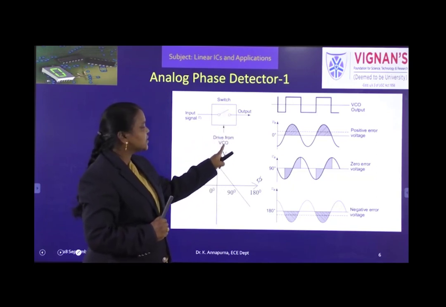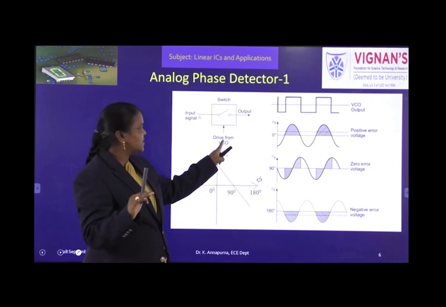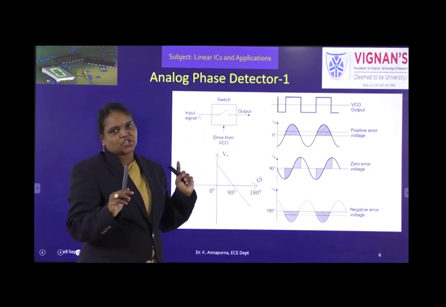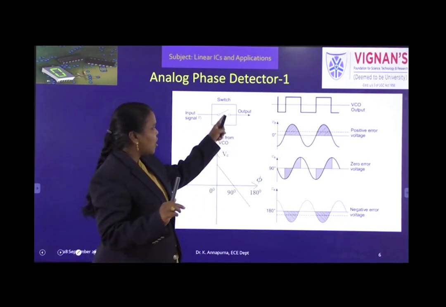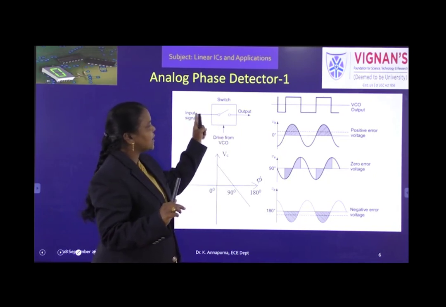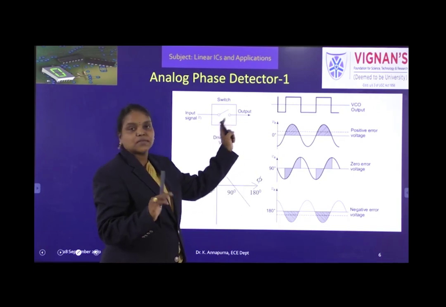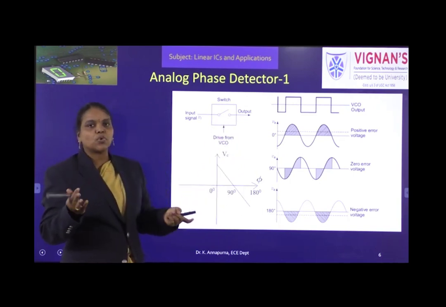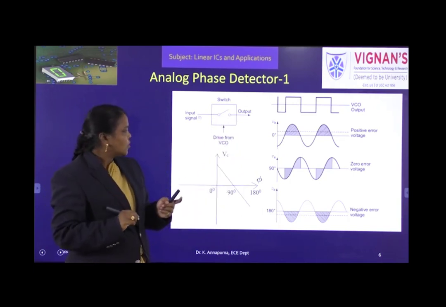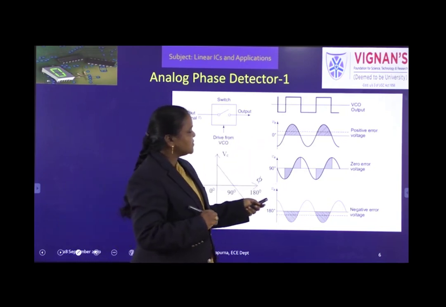If this VCO signal is negative or 0, this switch is in the off condition. So when it is on, whatever the input signal is will appear at the output. If it is off, there is no output because it is an open circuit. Okay, so see here the waveforms.